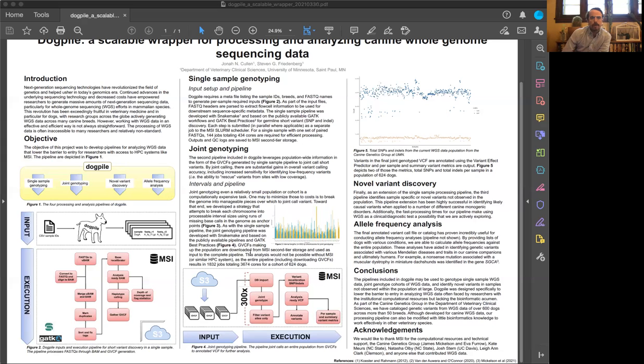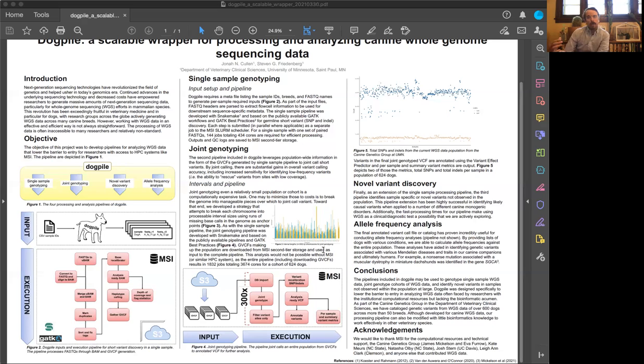In conclusion, the pipelines included here in this Dogpile can genotype single sample whole genome sequencing data, joint genotype entire cohorts, and identify novel variants, as well as calculate allele frequencies for groups. This was designed specifically to lower the barrier to entry while encouraging reproducibility in analyzing whole genome sequence data that is often faced by researchers with perhaps the institutional resources like the Minnesota Supercomputing Institute, but lacking the bioinformatic acumen.